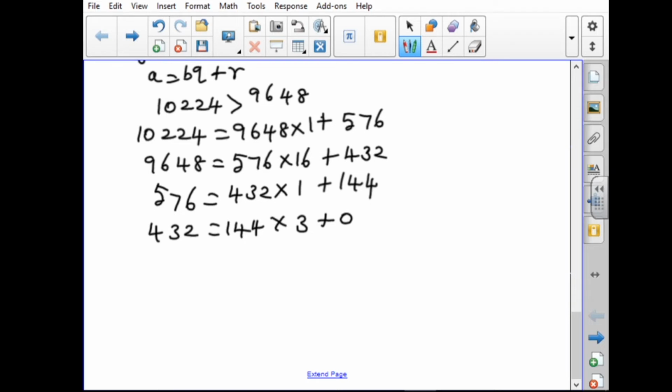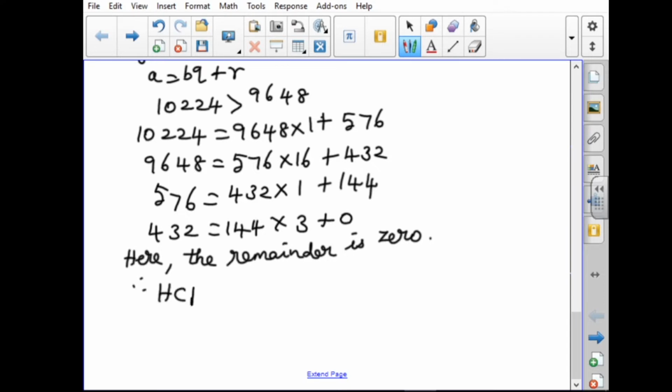Now we have to get it. Here the remainder is 0. So the HCF is what? 144. Here the remainder is 0. Therefore, HCF of 10,224 and 9,648 is 144.